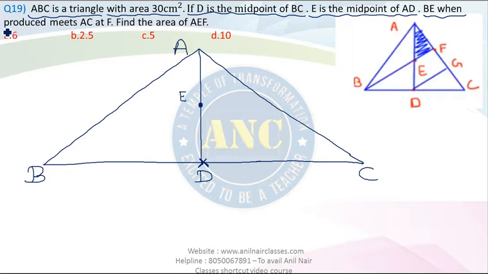BE when produced meets AC at F. I will join BE first of all. This BE, when I produce it, when I extend it, will meet the line AC at point F. That is what is given. Find the area of triangle AEF. This particular area is what I am interested in finding. That is what is there on the right side of the screen also. That is what I have done right now also.